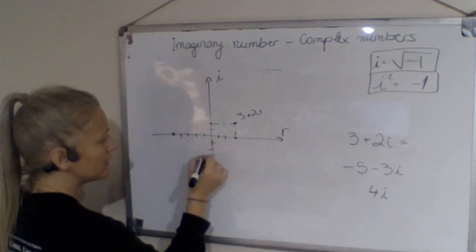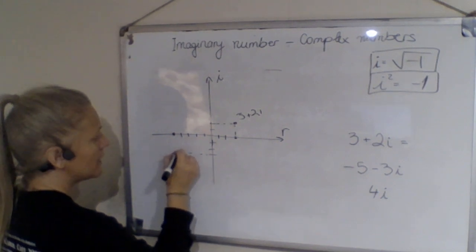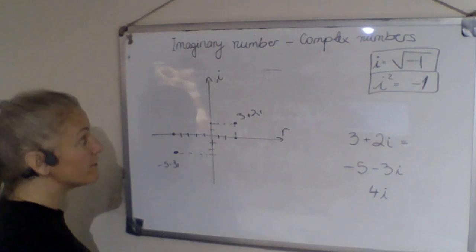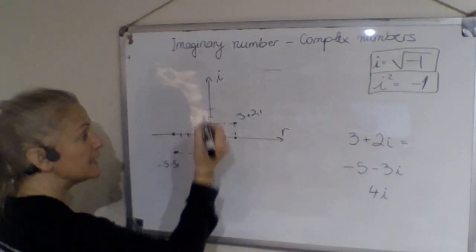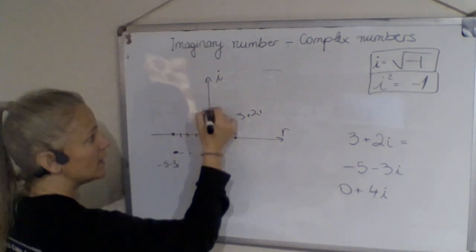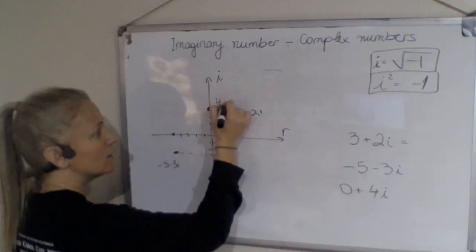-3i. 1, 2, 3. They meet right there. This is -5 minus 3i. Okay, and 4i, if I have to mark it, it doesn't have a real number. I can put this plus 0. So I have a 0 and 4i, and this would be for i.